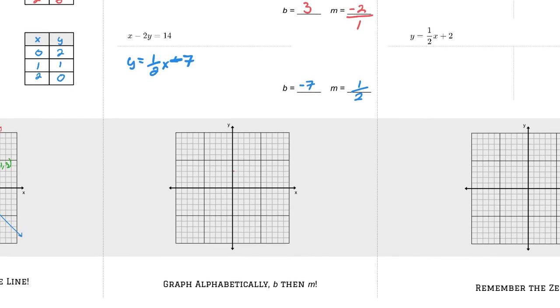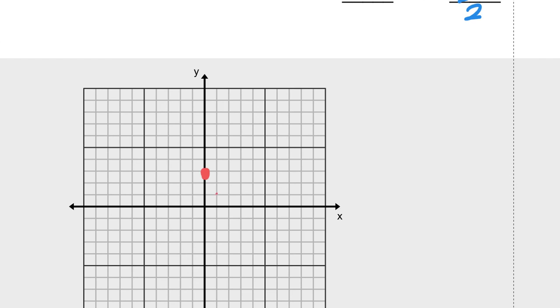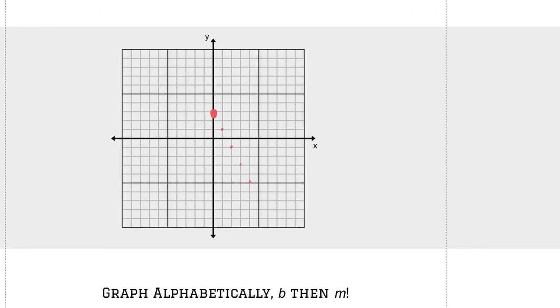B is 3, so there's m. Slope is down 2/1, down 2/1. Again, a series of guide dots, just so I can make a nice line backwards. And here we go. Here's my first line.